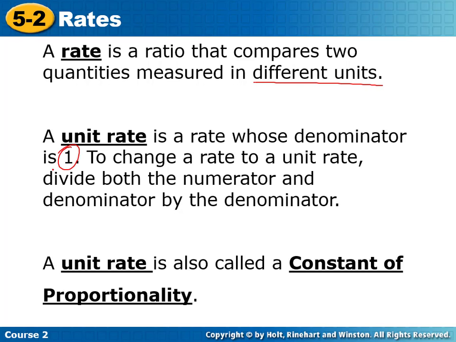Okay, and the way we change a rate to a unit rate is you divide both the numerator and denominator by the denominator. So we take top and bottom and we divide by the bottom. And that's really all we have to do.